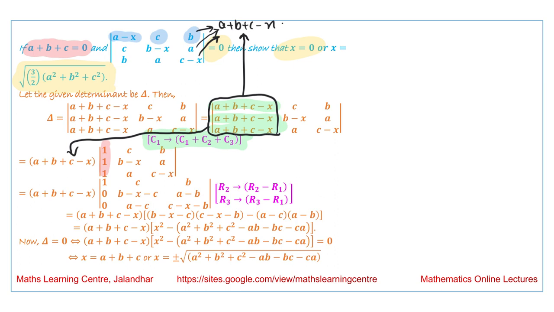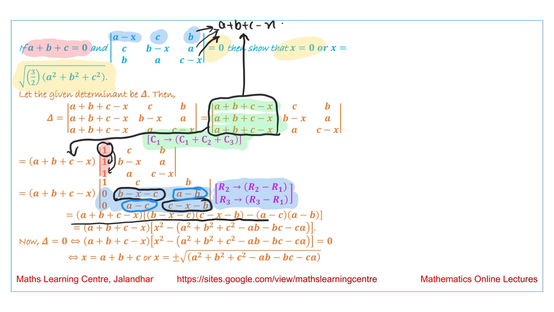Now by using this first one, we can make both these 0. So we have performed the operation, we know these operations. Now it is row 2 approaches row 2 minus row 1, and row 3 approaches row 3 minus row 1. Both these terms will become 0, and these terms we obtain accordingly. Now when we open this determinant about the first column, the answer we are getting is b minus x minus c into c minus x minus b minus a minus c into a minus b. So when we multiply these terms, we will obtain the final answer in this form.